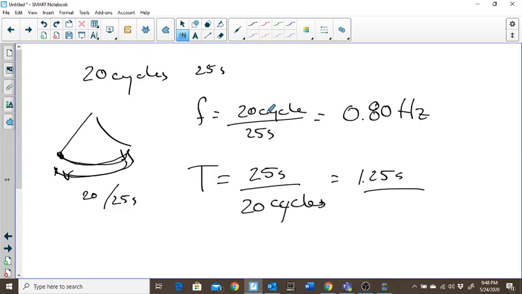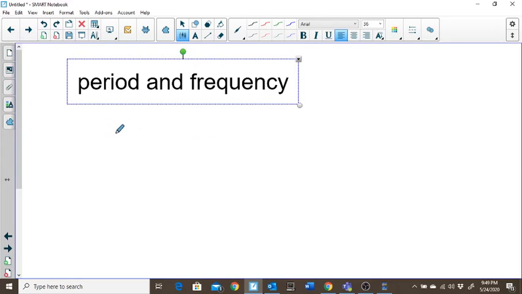Now, you might have noticed that here we have 20 cycles per 25 seconds, and here we have 25 seconds per 20 cycles. The same numbers, and we're just taking a look at them differently. And so what that talks about is that we have a relationship between period and frequency. And we can say, well, the period is 1 over the frequency, or we can say frequency is 1 over the period. It's an inverse relationship.